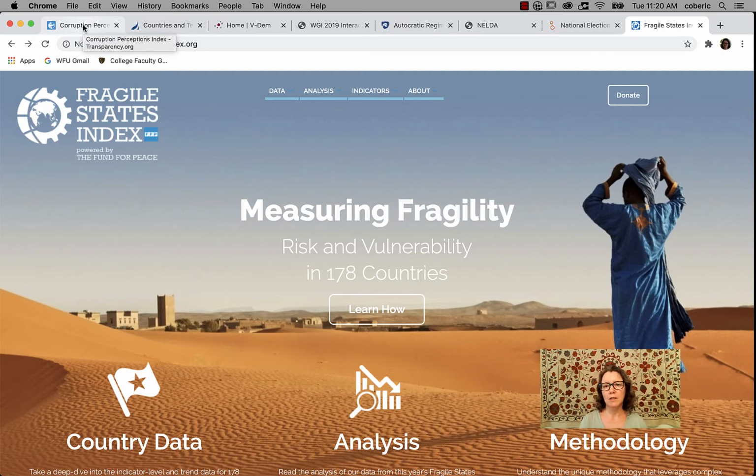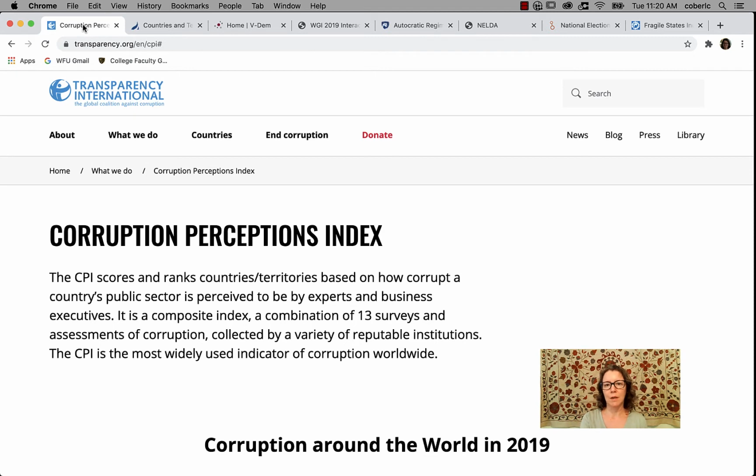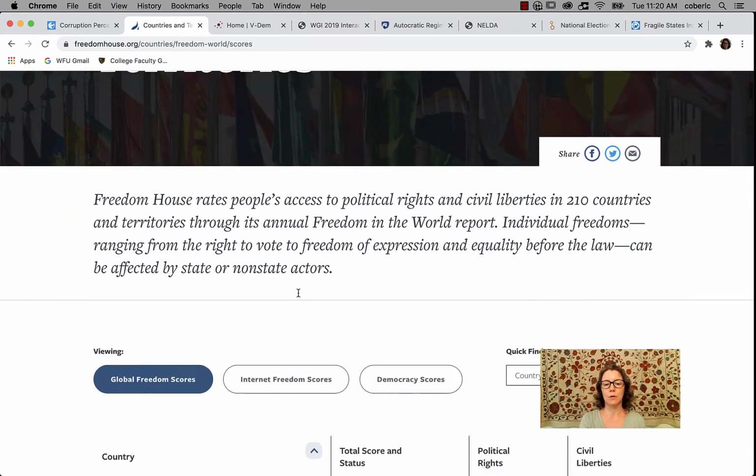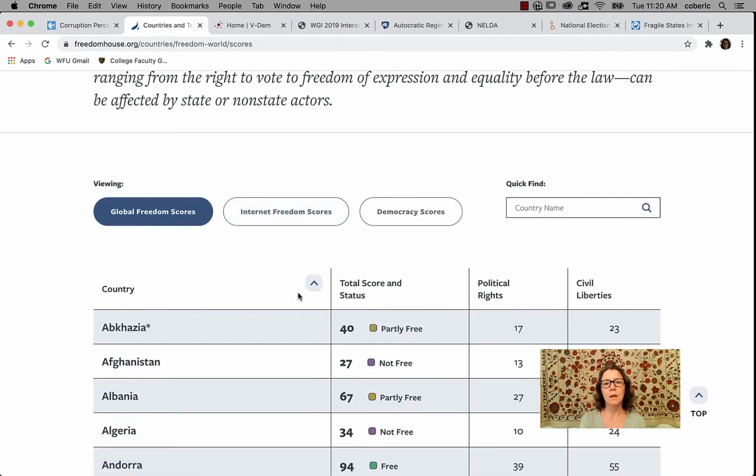To begin with, I wanted to talk to you about the different types of data sets and information about countries you can find online. There are two main types. Some data sets are provided by non-governmental organizations. Transparency International and their Corruption Perceptions Index is one example. Freedom House and its scores for freedom in the world are another example. And the one I'm going to walk through with you is the Fragile States Index, but we'll get there in a second.